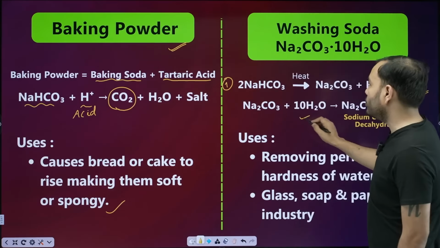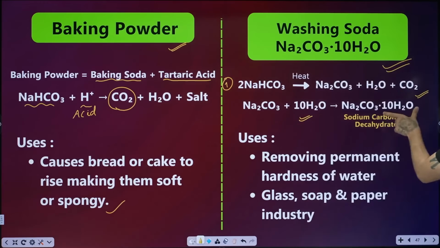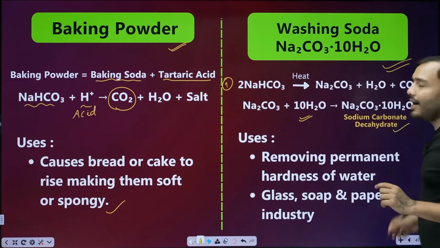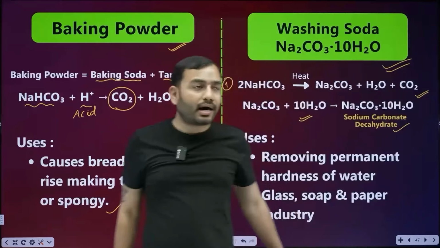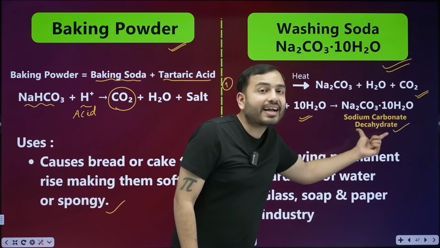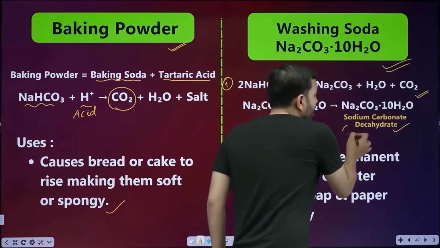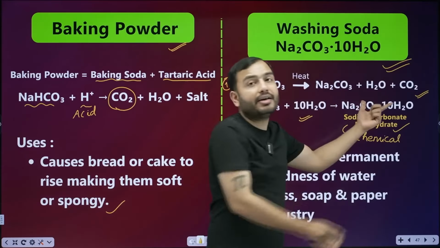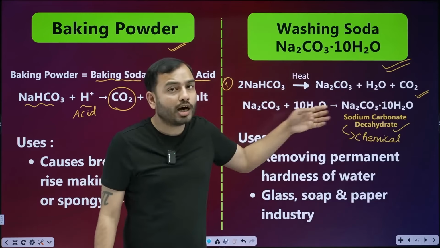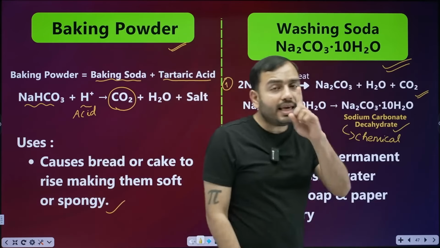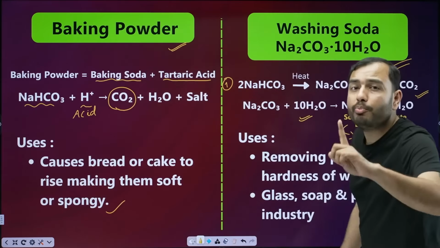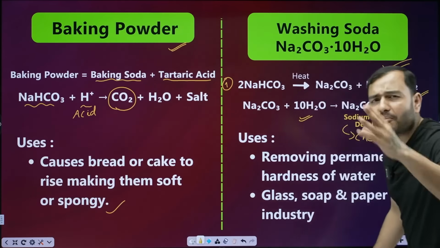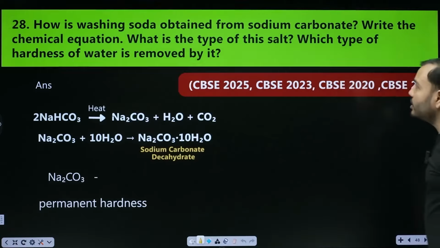Then we added 10 molecules of water to Na2CO3. What does it become? Na2CO3.10H2O. Sodium carbonate decahydrate. Deca means 10 hydrate. You must remember this name. This is its chemical name. It can be asked in exam. Sodium carbonate decahydrate. And what is the common name? Soda and water: washing soda. You have to remember only one function: removing the permanent hardness of water. Repeatedly asked in exam.